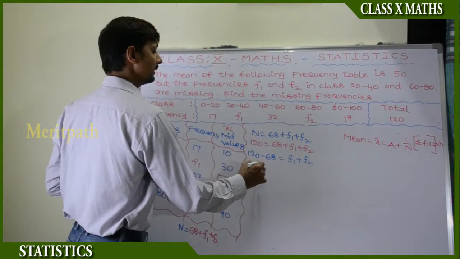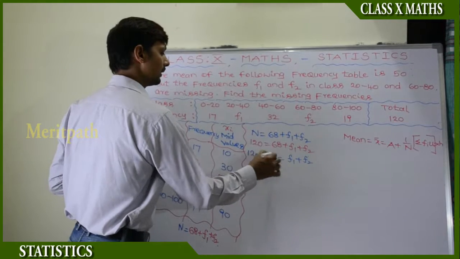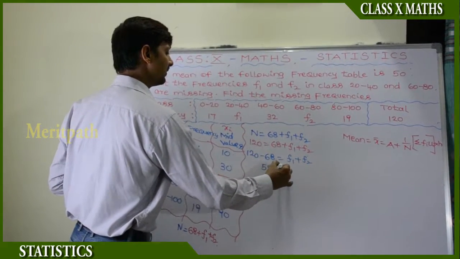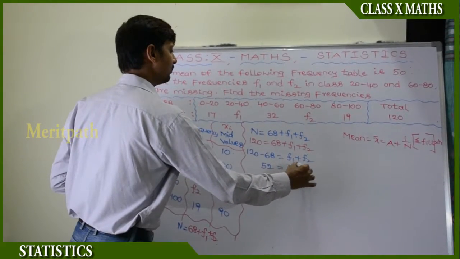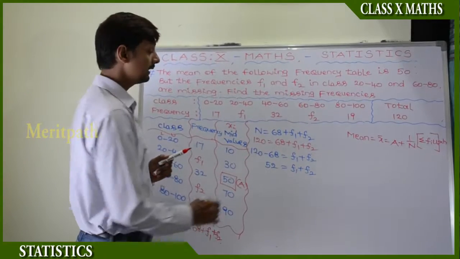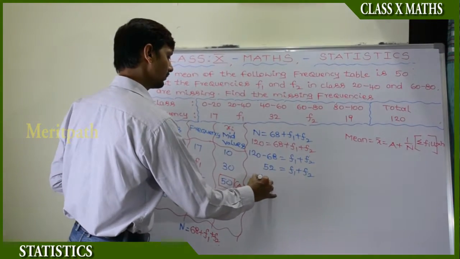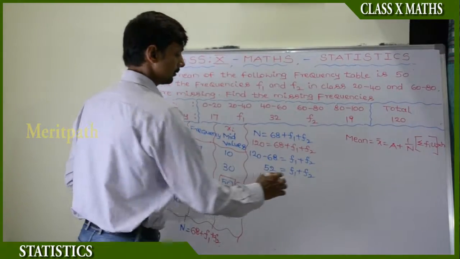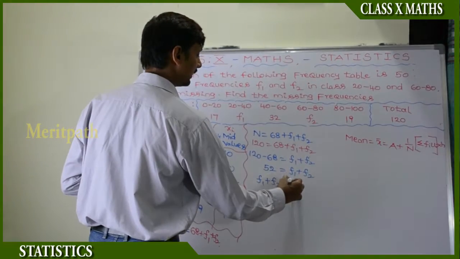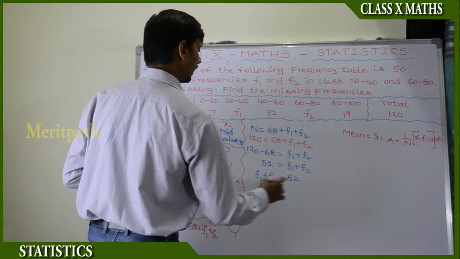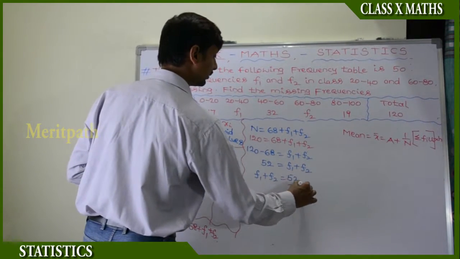Then we'll be getting 120 minus 68, that is 52, is equal to f1 plus f2. Then using the commutative property under addition, f1 plus f2 is equal to 52. Let's take this one as equation 1.